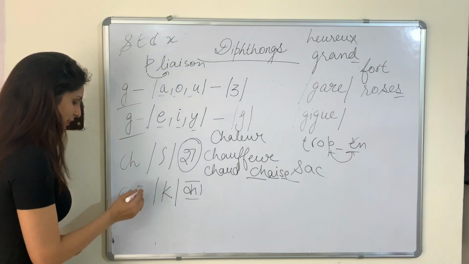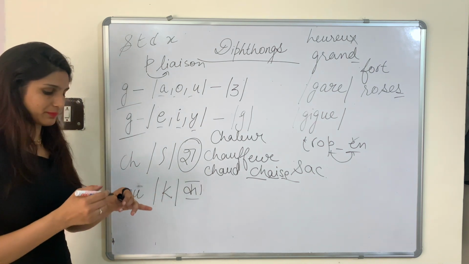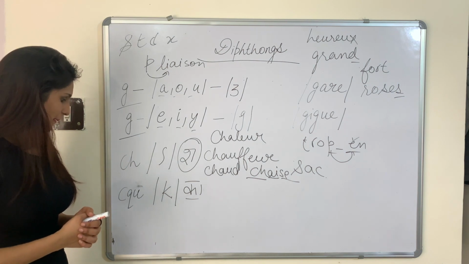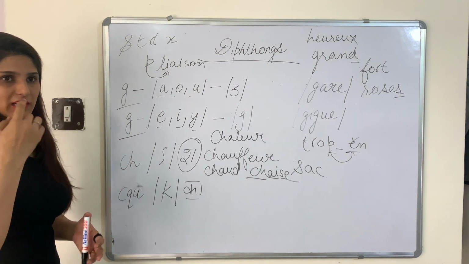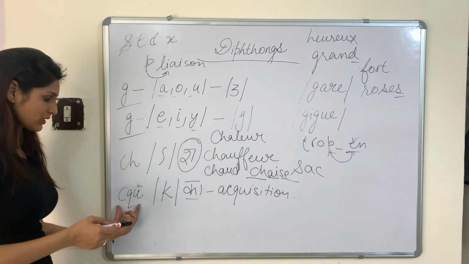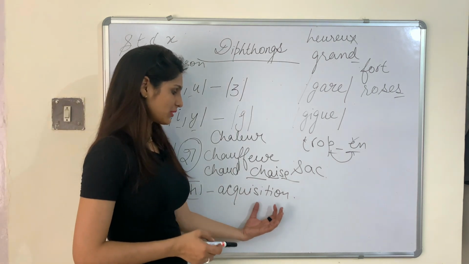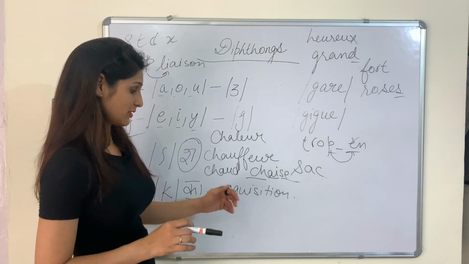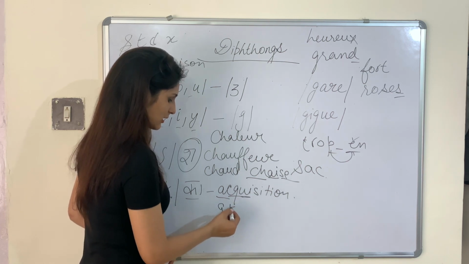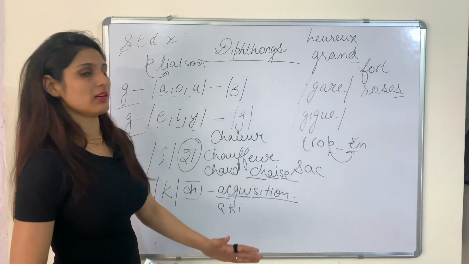Now CQU. Whenever these 3 are going to come together, you will have the sound k. Right now I'm not having any word in my head. I will have to think about that. There is the diphthong CQU, which is giving us a k sound. We have the word acquisition. Acquisition. So that is the lesson with diphthongs.